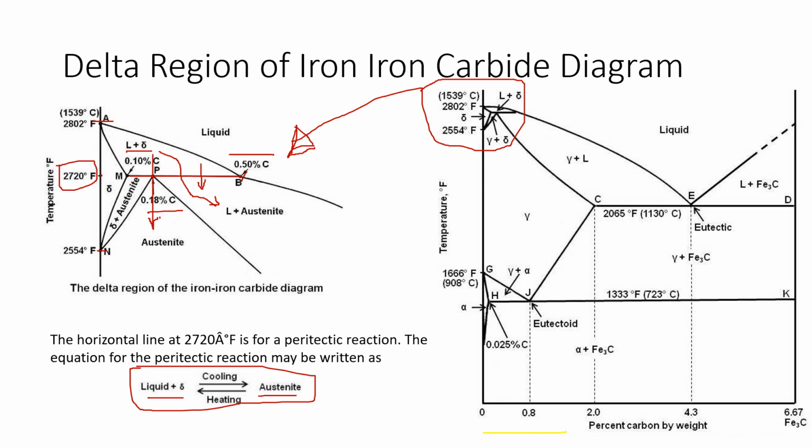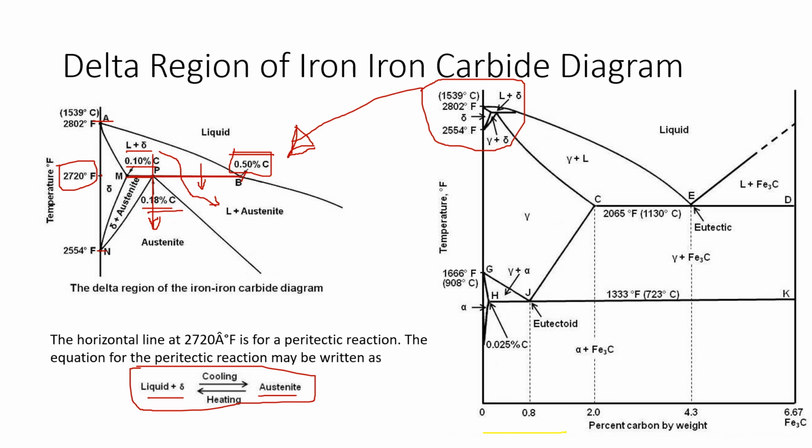Now, there are some points of composition of carbon starting from 0.1% carbon to 0.18% carbon, and then from 0.18% carbon to 0.50% carbon. All of these points are like the line M, P, and then the line PB. These are very important separate lines, which represent different types of reaction. These will be explained in the upcoming lectures.